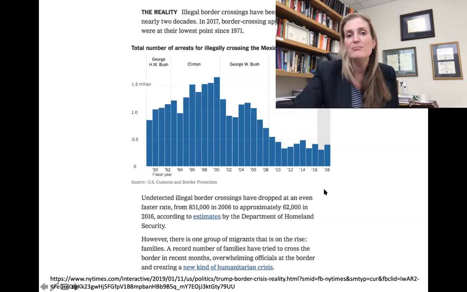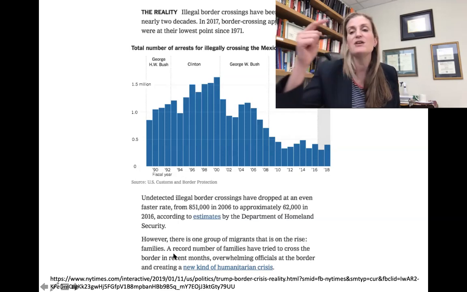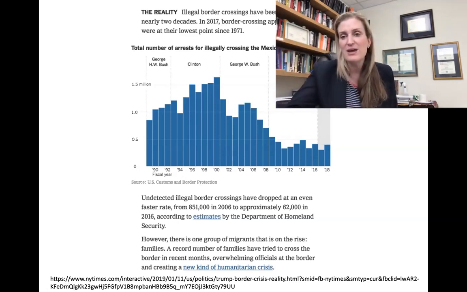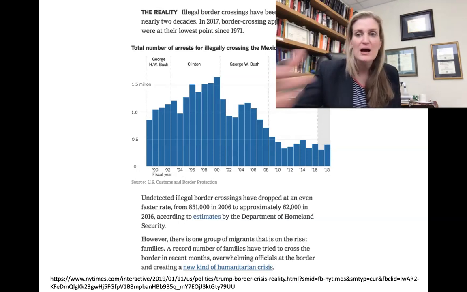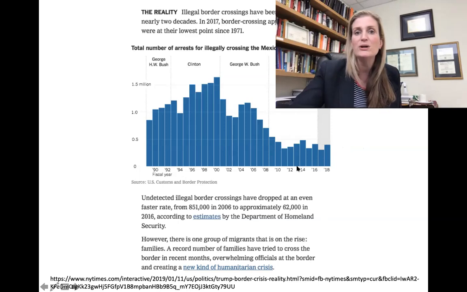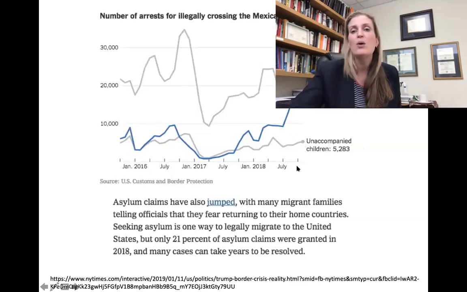So we're now in a moment of historical lows since the 1990s in terms of the number of people who are coming. Okay, so despite this language of a caravan, despite the language of an invasion, if you look at the US Customs and Border Patrol's own data, we are not looking at historically high flows, quite the contrary. What we do see is an uptick of families who are coming together.